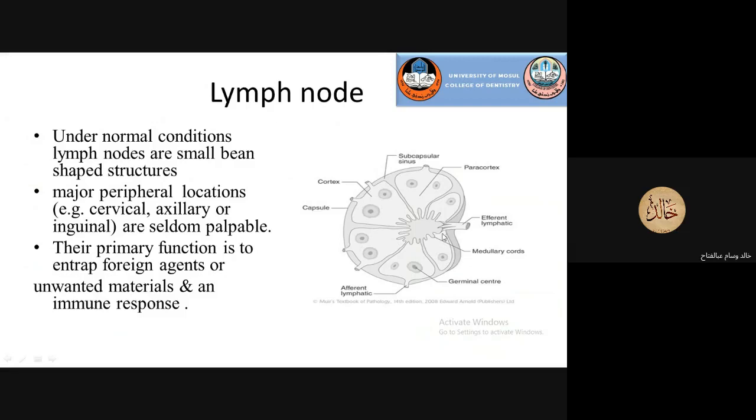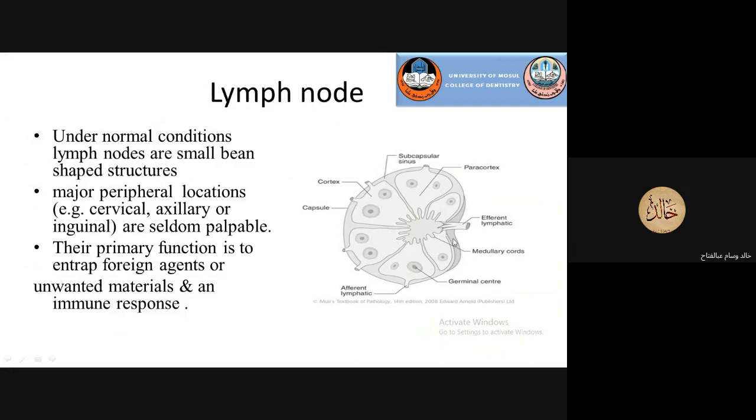تكون small. These occur in peripheral locations and in the deeper locations. Peripheral locations include the cervix, axilla, and the inguinal, and they are rarely palpable. Their primary function is to entrap the foreign agents or unwanted materials and induce an immune response.